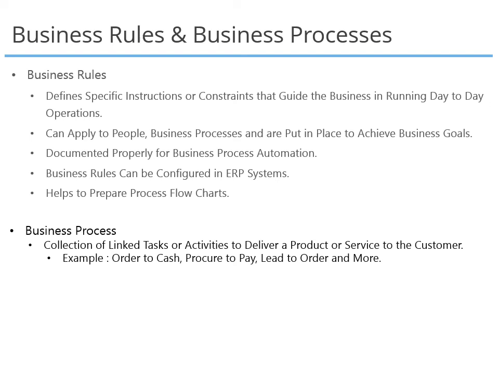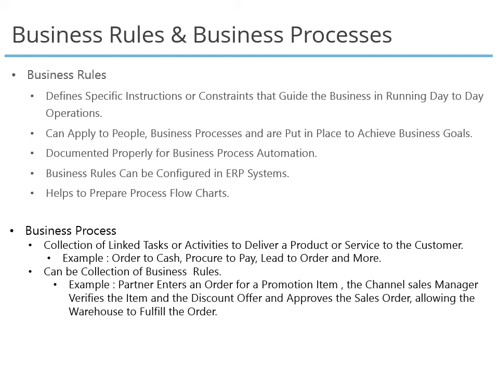Some examples of business processes in an organization include order to cash, procure to pay, lead to order, offer to retire, and more. With constraints well defined, a good business process can provide internal control, ensure compliance, and provide data integrity.